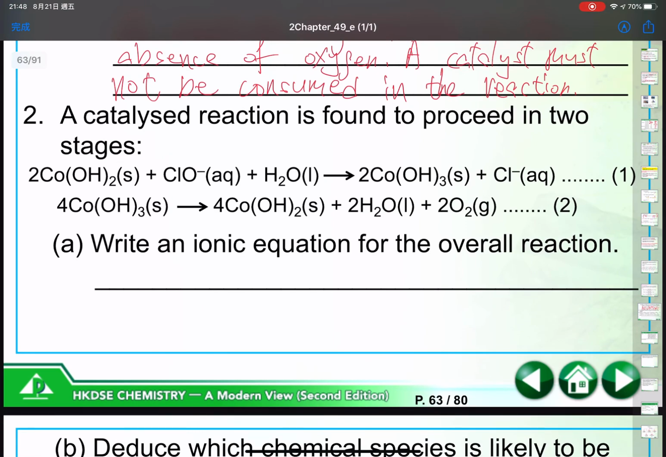So the catalyst reaction proceeds in two stages. Write the overall ionic equation. Actually, just cross out the similar species. And then finally you will find ClO minus and then 4 hydroxide here, in two stages. So you need to balance the equation because I need to eliminate some of the compounds. For example, here 4, but here 2, so this equation times 2. After times 2, what is left behind will be this one.